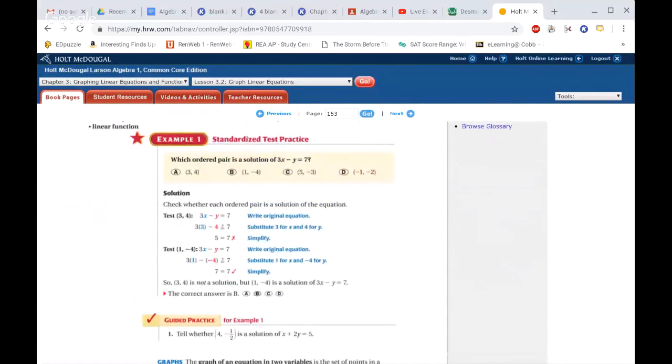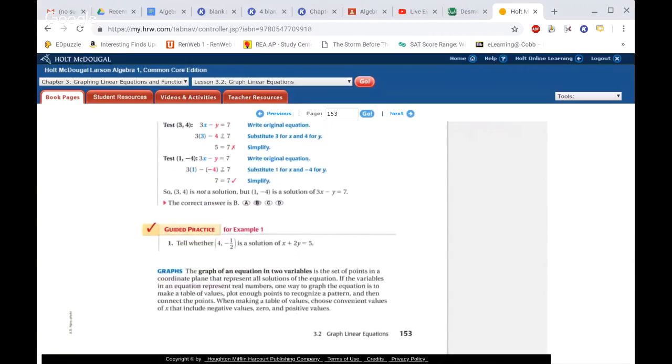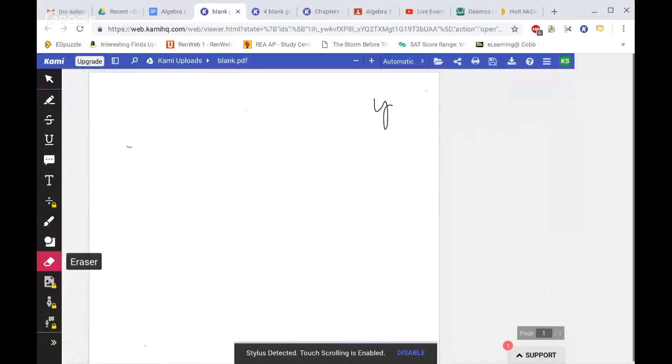Basically, what they're asking in this first question is which of the ordered pairs in example 1 is a solution to the equation 3x minus y equals 7. They started testing beginning with the letter A to see which one fit, and they got to it by letter B. That's how they answered example 1. So we're going to do the same thing with guided practice A.